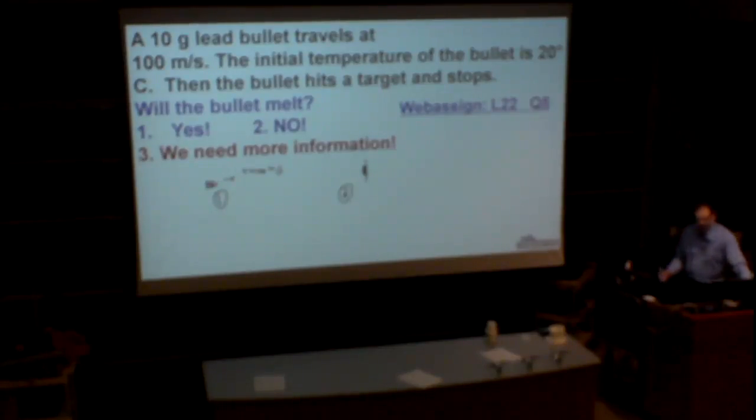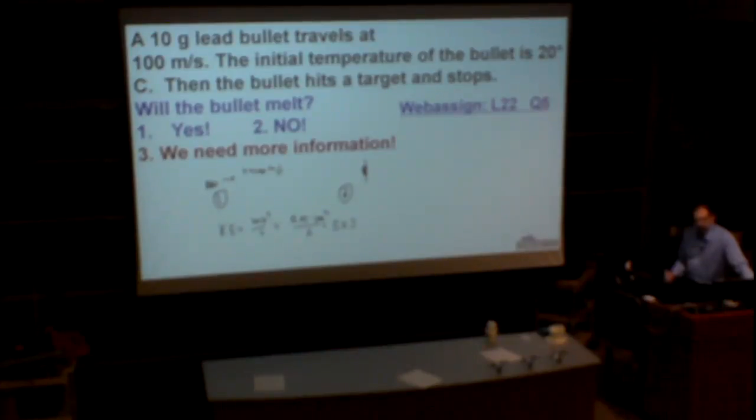So what might happen? First of all, if it flies, it's a mechanical object. It must have a specific amount of kinetic energy, mv squared over 2. The mass of this bullet is, in kilograms, 0.01. Speed is 100 meters per second. We have to square it, divided by 2. So that gives 50 joules.